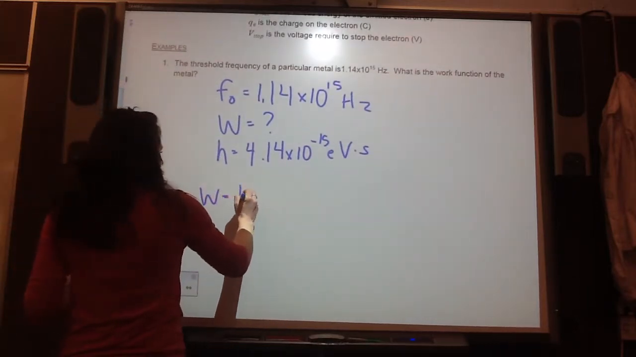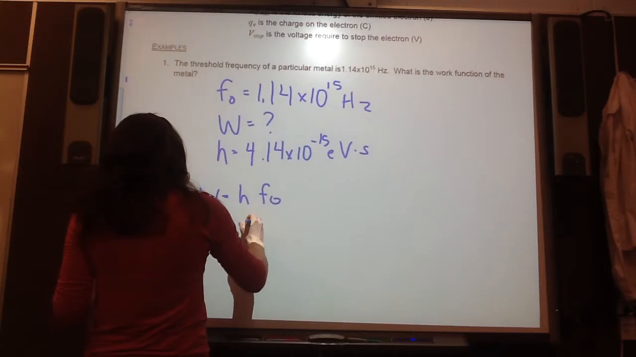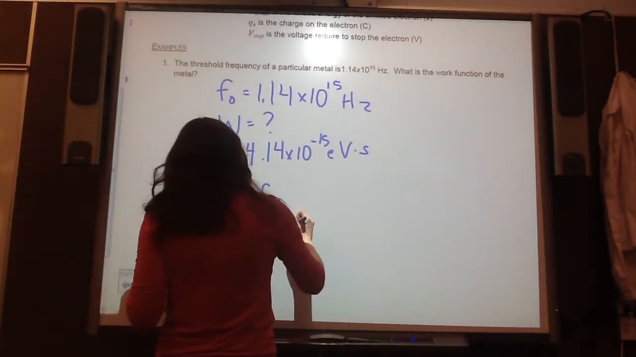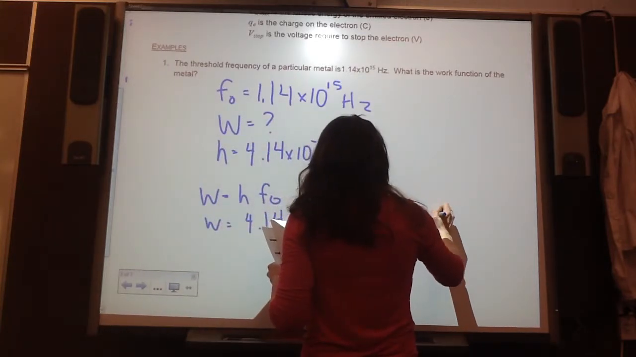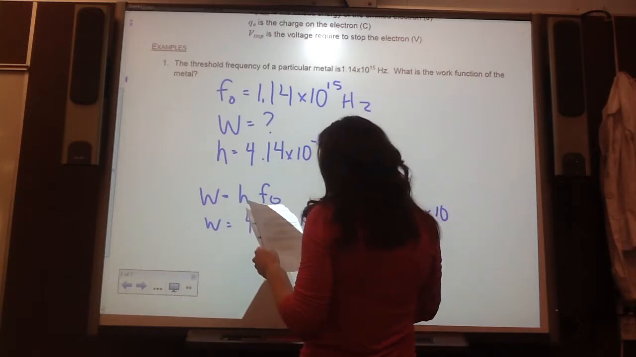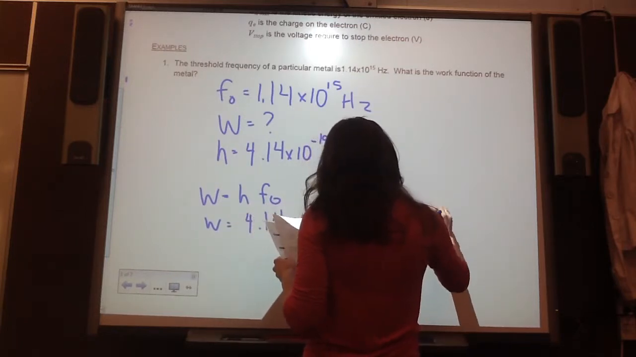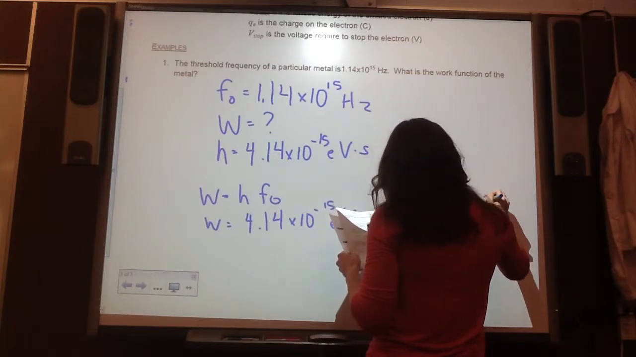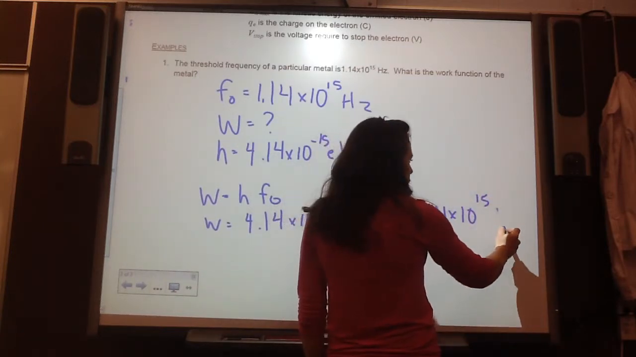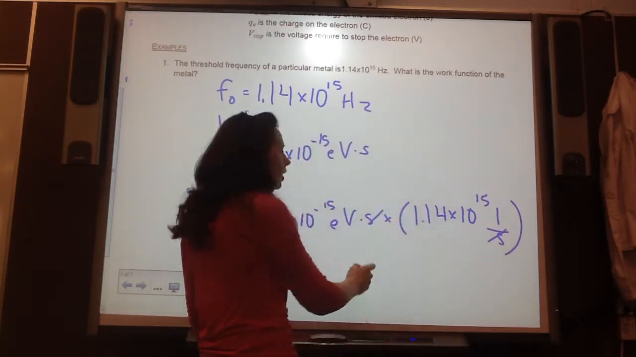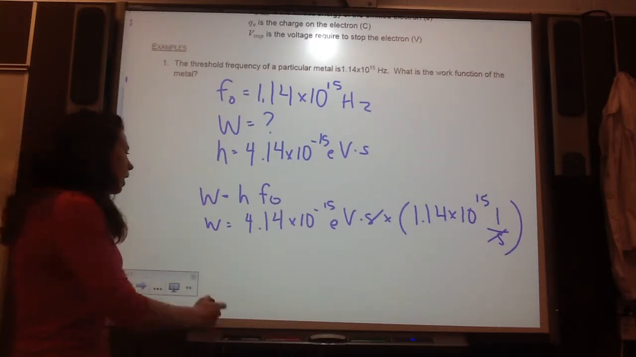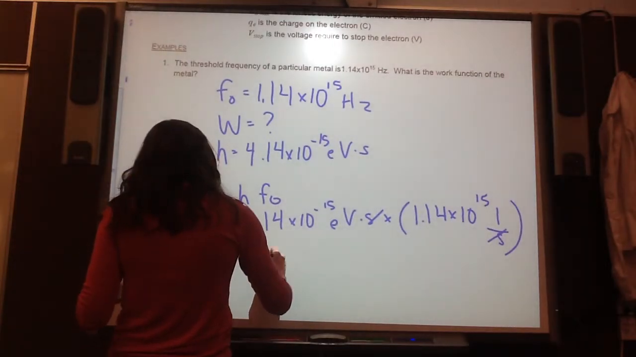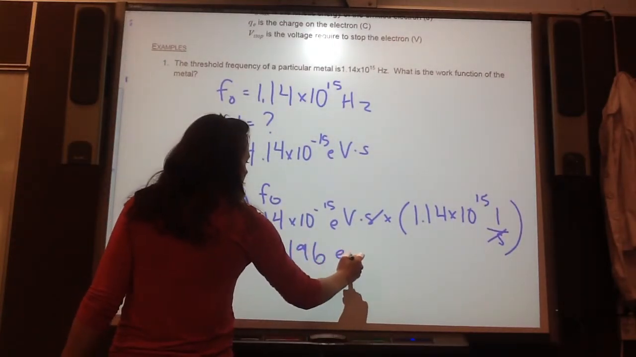So W is equal to H times FO. So W is 4.14 times 10 to the negative 15 eV times seconds, times 1.14 times 10 to the 15. When I write hertz, sometimes I like to write 1 over S so that I can see how the units cross off, because hertz is the same thing as 1 over S, or 1 per second. So then your W is equal to 4.7196 eV.